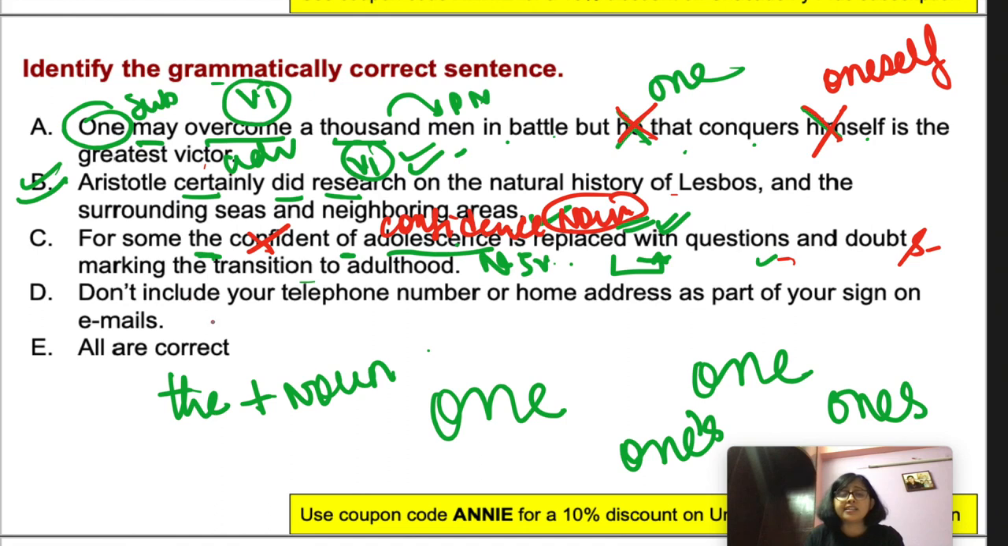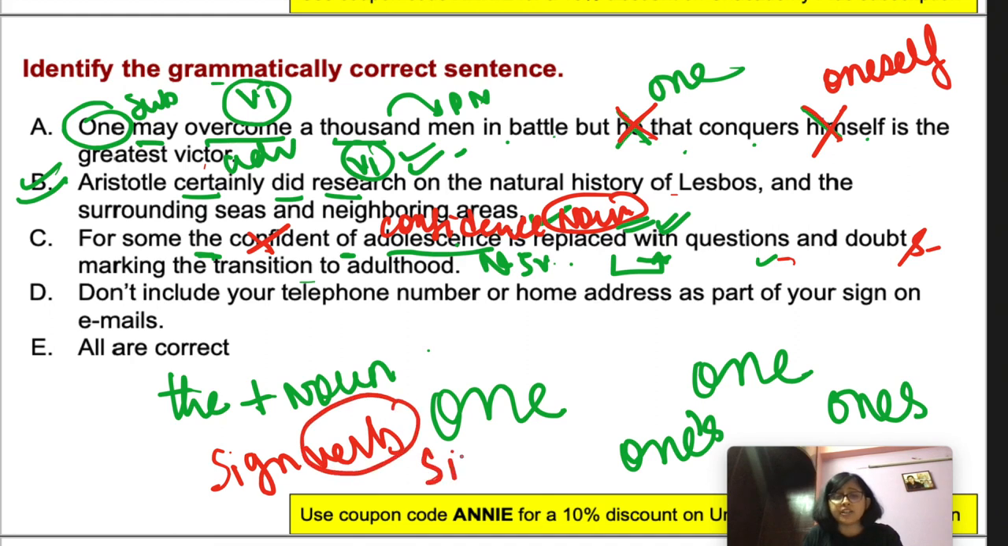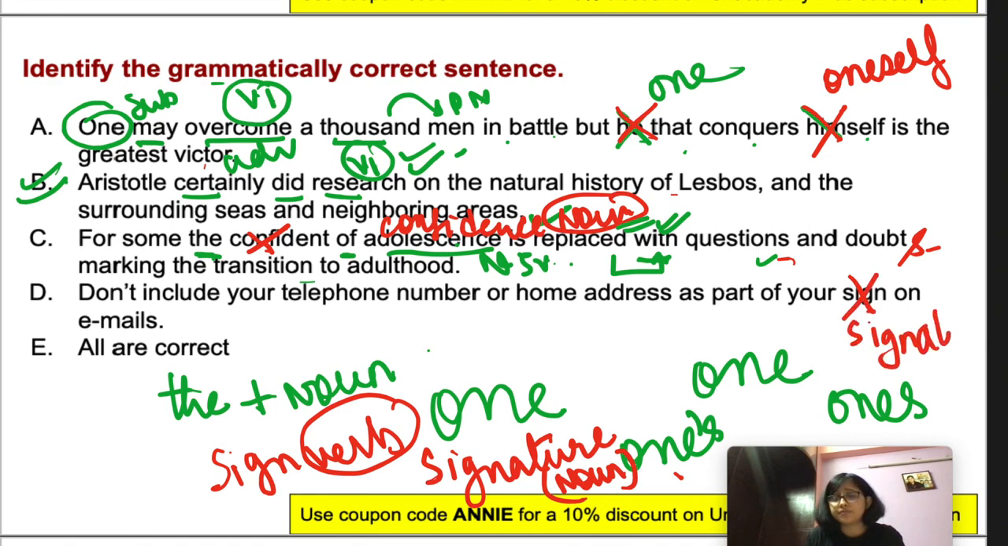Okay, next, don't include your telephone number or home address as part of your sign on emails. Now sign is a verb, and the noun form is signature. Signature is the noun form of sign, which is a verb. So here signature should be used, because before this what have we used? We have used a possessive adjective. So after a possessive adjective you need a noun.